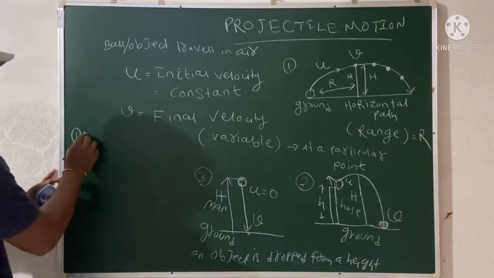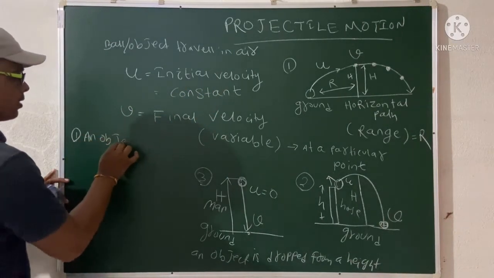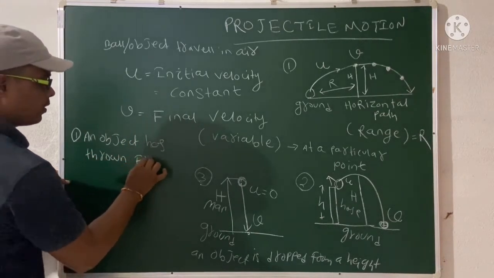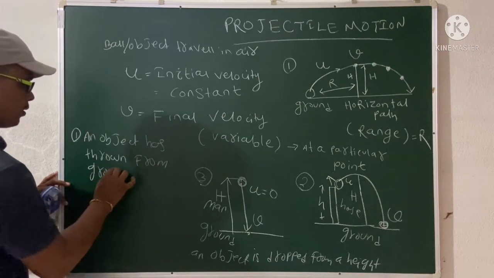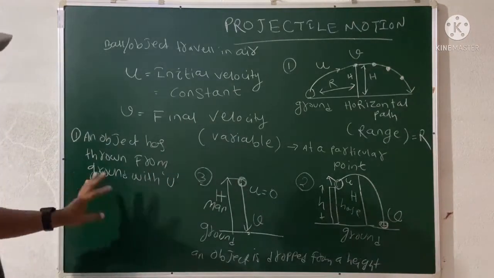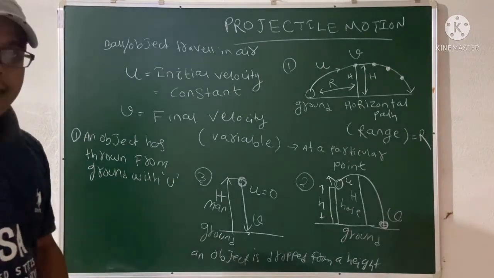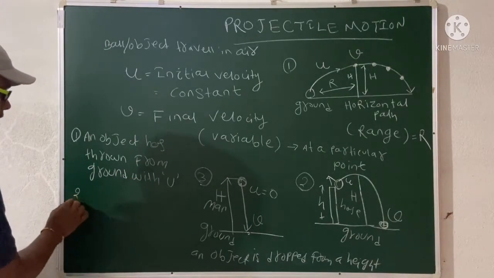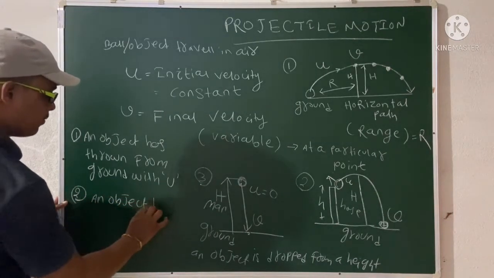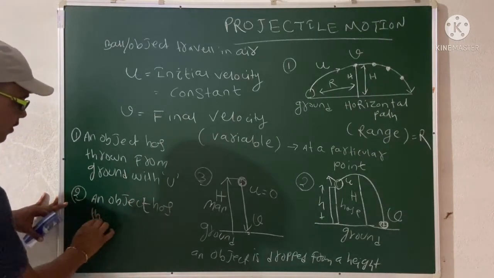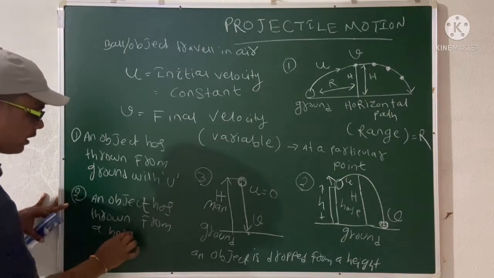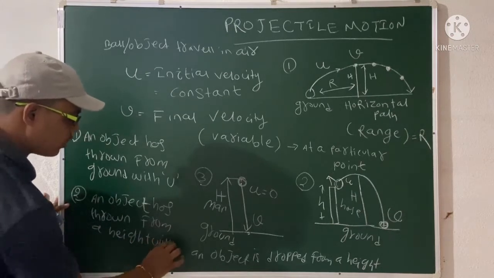The first case is an object thrown from the ground with some initial velocity. What is the second case? The second case is an object thrown from a height. An object is thrown from a height with some initial velocity.